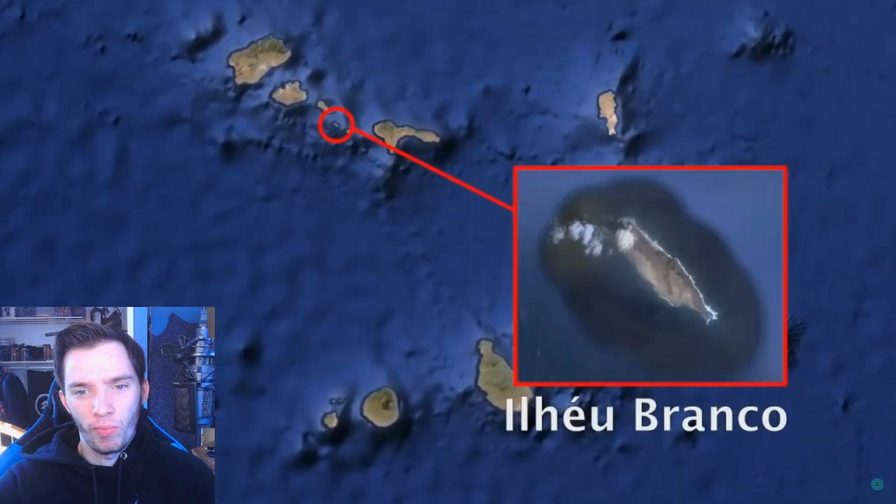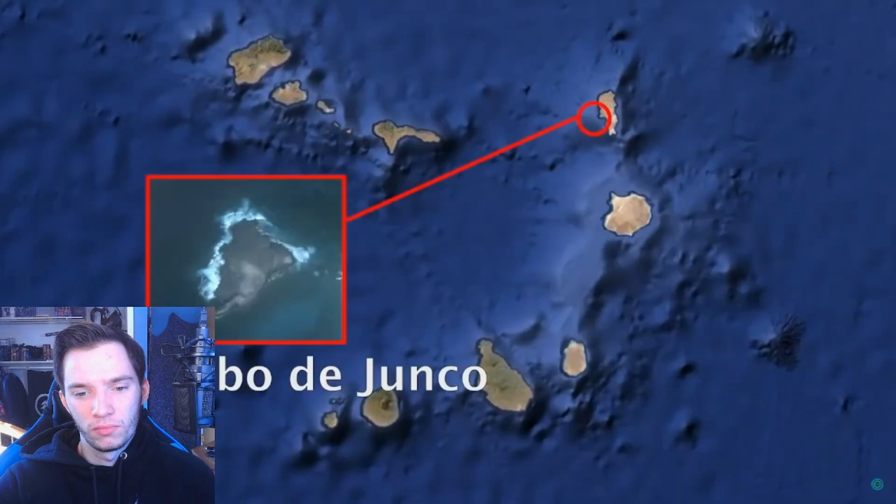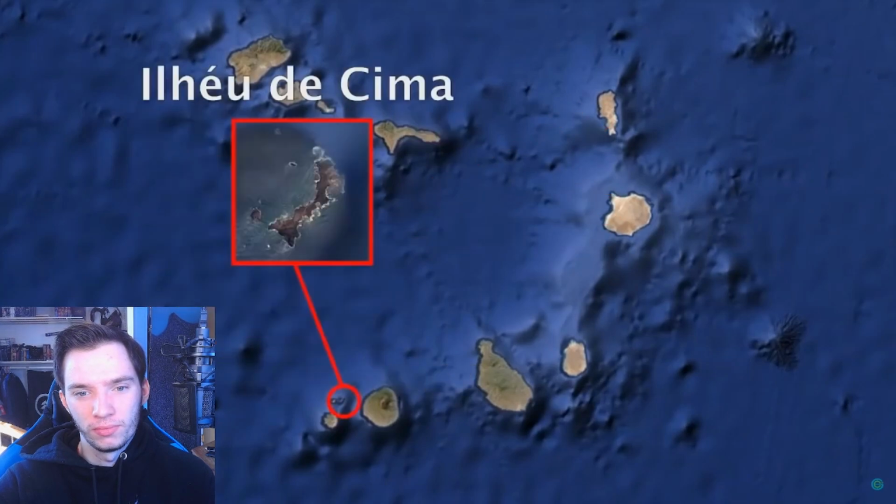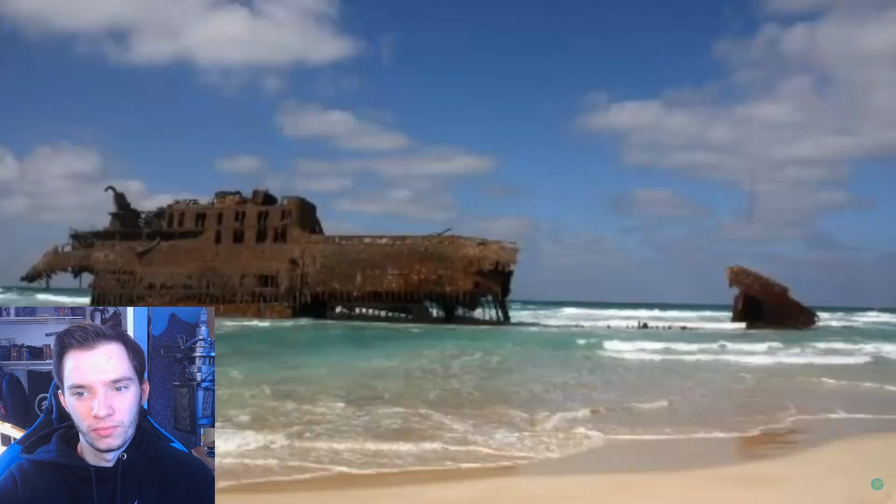Also keep in mind, Cape Verde also has many minor islands and islets that they don't really talk about much, like Ilo Branco, Ilo Raso, Ilo Rabo de Junco off of Sal Island, Ilo del Sal Rey, and Ilo de Cima off of Brava. By the way, that shipwreck off of Boa Vista doesn't count.